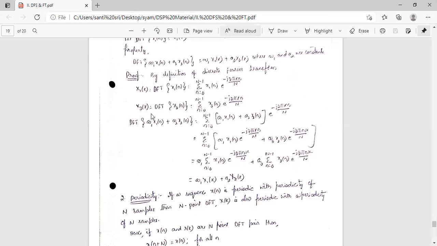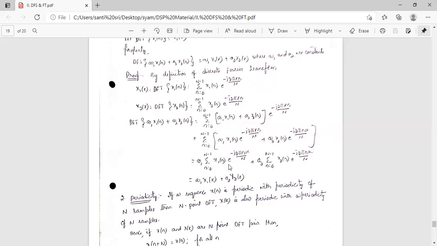So DFT of a1 into x1 of n plus a2 into x2 of n is equal to sigma n equal to 0 to n minus 1 a1 into x1 of n plus a2 into x2 of n into e power minus j 2 pi k n by n. Or we can multiply with this one. So sigma n equal to 0 to n minus 1 a1 into x1 of n into e power minus j 2 pi k n by n plus a2 into x2 of n into e power minus j 2 pi n k by n. Or we can write this as a1 into sigma n equal to 0 to n minus 1 x1 of n into e power minus j 2 pi n k by n plus a2 into sigma n equal to 0 to n minus 1 x2 of n into e power minus j 2 pi n k by n.